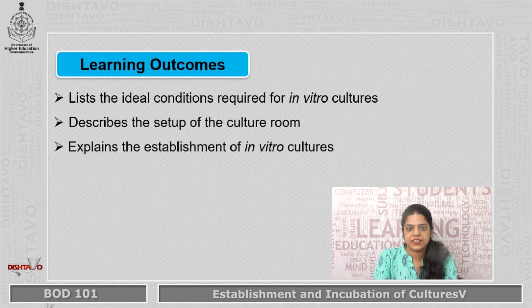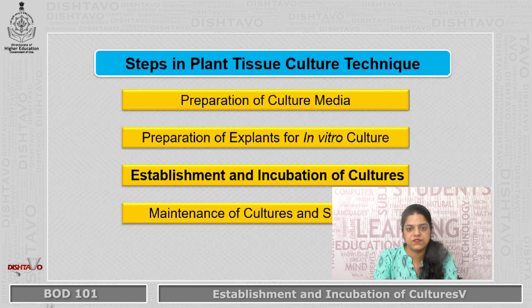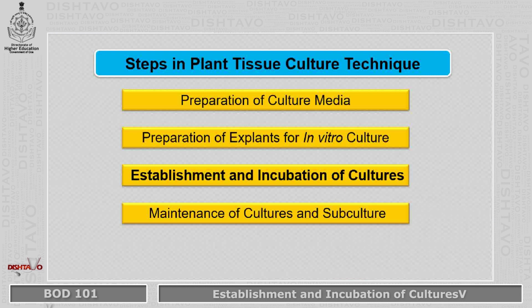Lists the ideal conditions required for in vitro cultures, describes the setup of the culture room, explains the establishment of in vitro cultures. The steps in plant tissue culture technique are as follows: preparation of culture media, preparation of explants for in vitro culture, establishment and incubation of cultures, and maintenance of cultures and subculture.